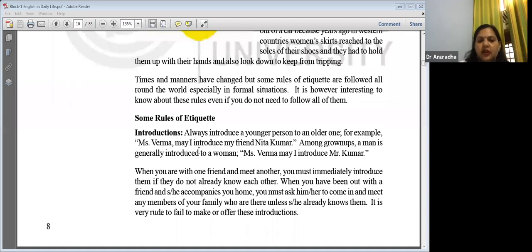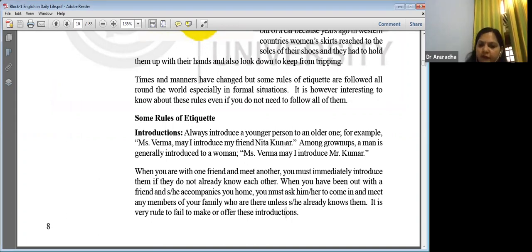Instead of that, you should ask your father or anyone in business communication. You can ask the elder one; you have to introduce them. Among grown-ups, a man is generally introduced to a woman. For example, Mrs. Verma, may I introduce Mr. Kumar? So among grown-ups, a man is generally introduced to a woman.